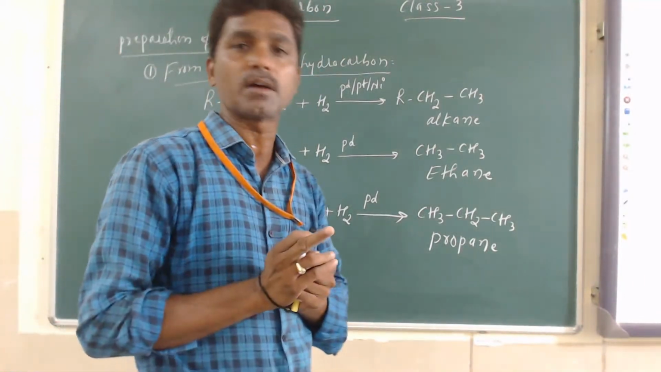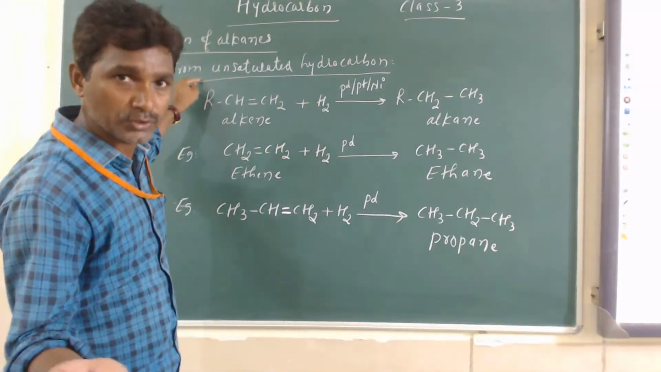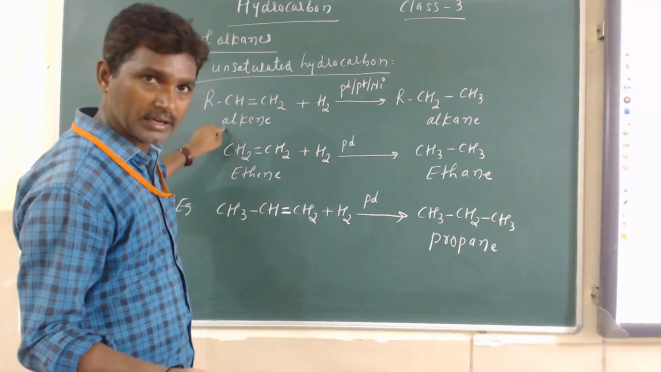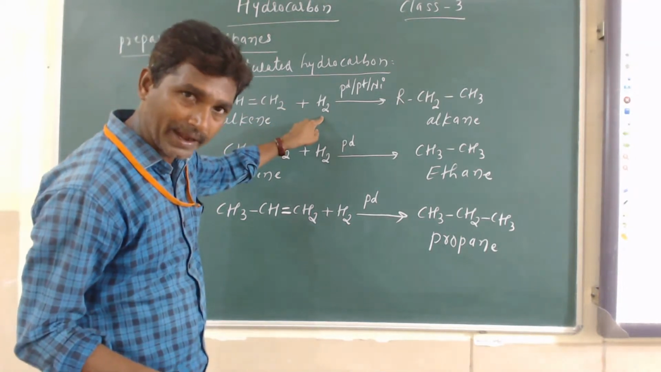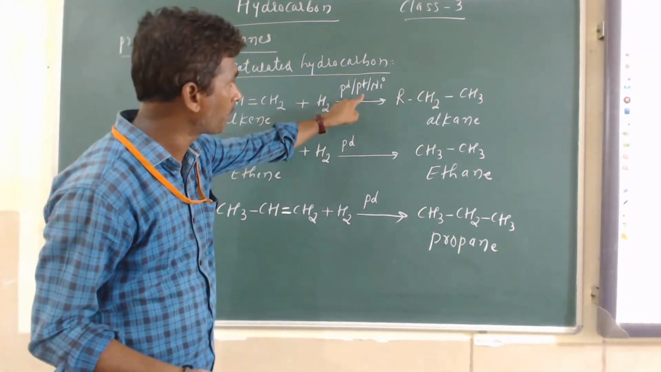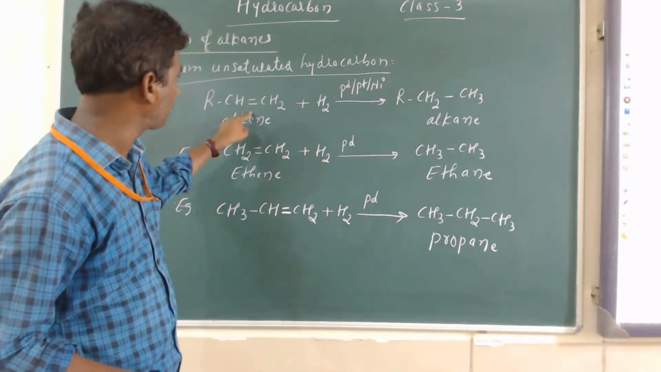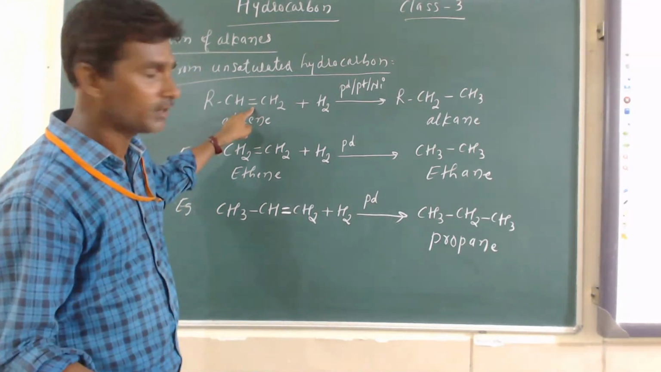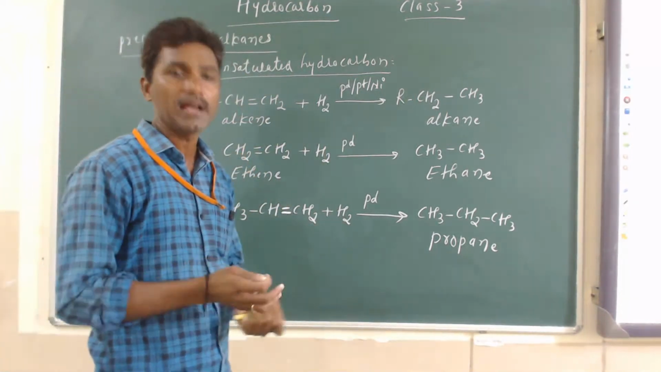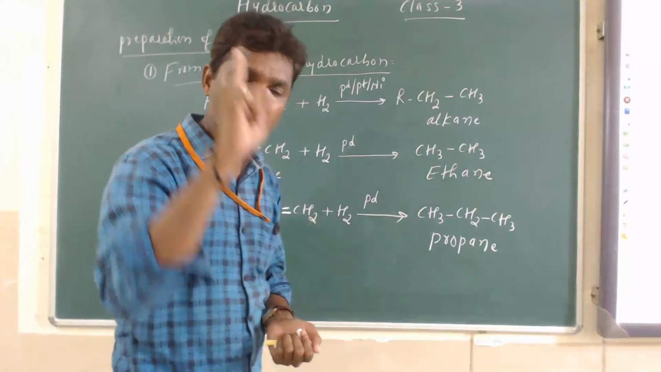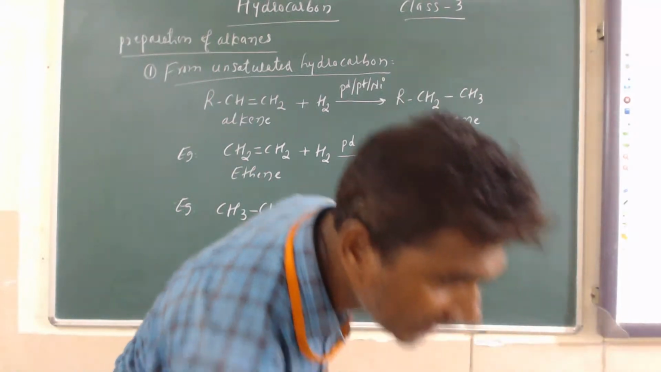This is the first method of preparation of alkane. The first method of preparation of alkane is from unsaturated hydrocarbon. In this, the first is alkene. Alkene reacts with dihydrogen in the presence of palladium, platinum or nickel catalyst. When hydrogen adds to unsaturated hydrocarbon, the double bond changes to a single bond, which is nothing but an alkane. So this is the first method of preparation of alkane.